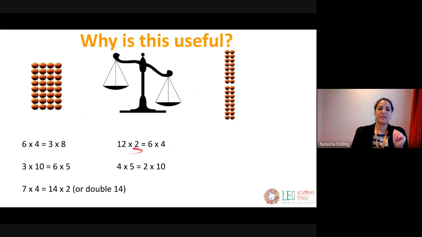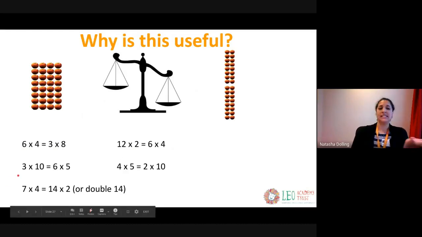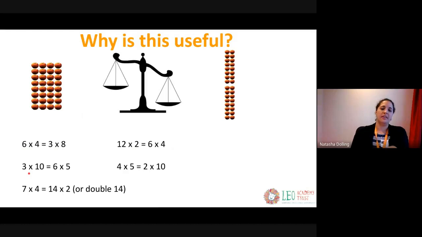And the same here as well. 12 times 2 is the same as 6 times 4. 3 times 10 is the same as 6 times 5, etc., etc. And then more examples down here. So I think this is as valuable as commutativity, learning this skill of being able to double and halve factors and using that to help them work out times table facts.